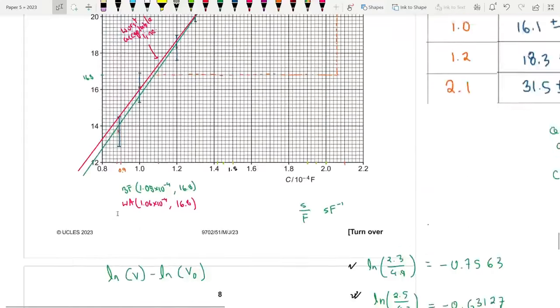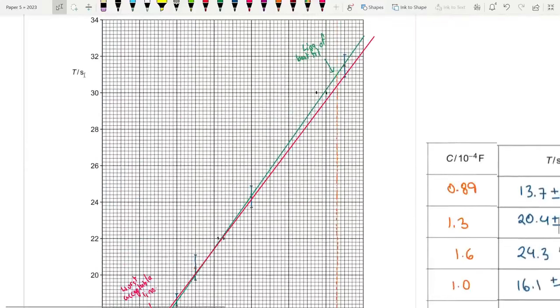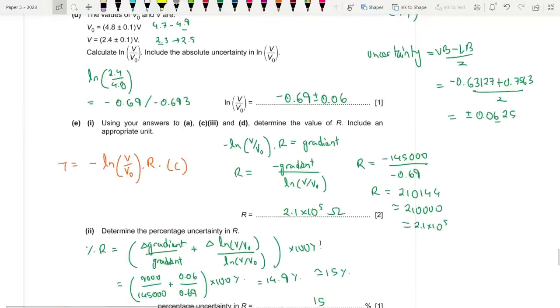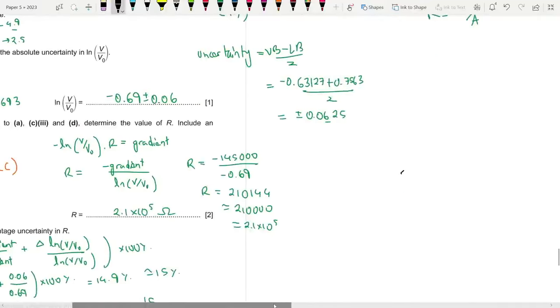And I can teach you the other trick. It is basically seconds per farad. That's the unit for the gradient. So the unit for the gradient is actually seconds per farad, or s F to the power minus 1.